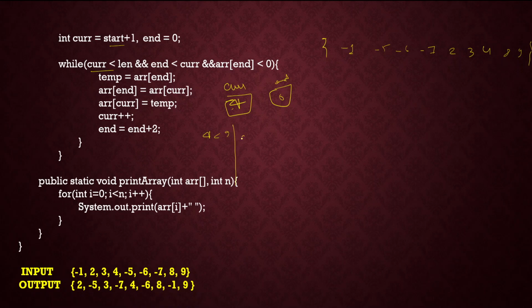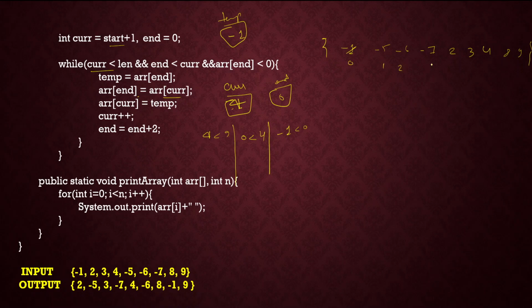End, 0, is less than current, 4. Correct. Array of end, which is array of 0, minus 1, is less than 0. Yes, it is correct. So now again what do we have to do? We have to take one temp variable and put the value of array of end, meaning -1, over here. Correct. And array of current value will be placed at this location.